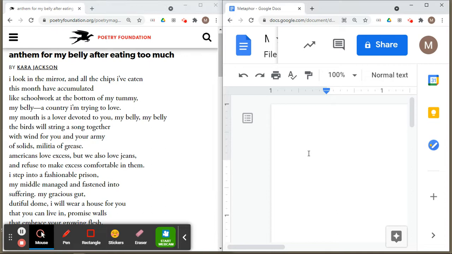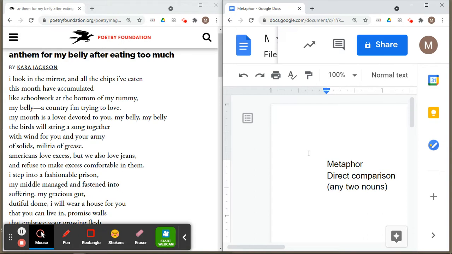The first thing I want to do is create a basic standard definition for metaphor. If you are familiar with metaphor, you know that it is a direct comparison of pretty much any two nouns: person, place, thing, or idea. It is a direct comparison.